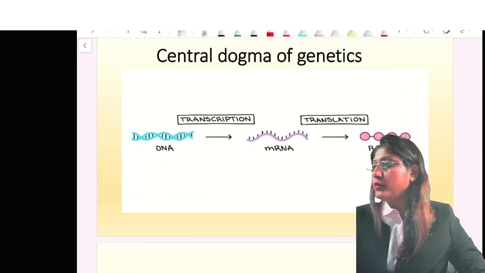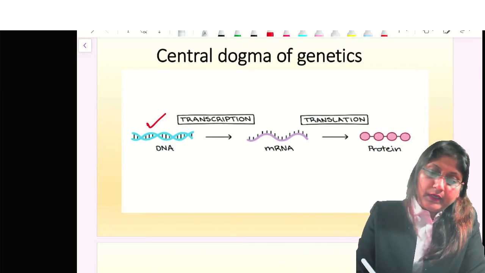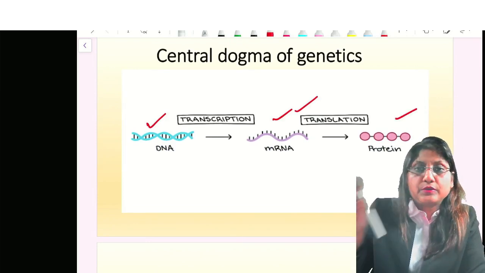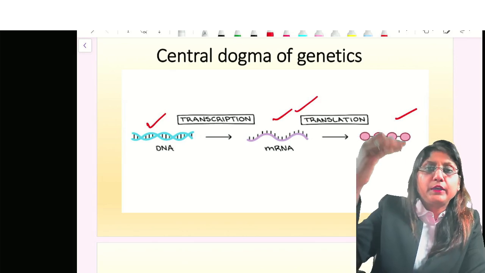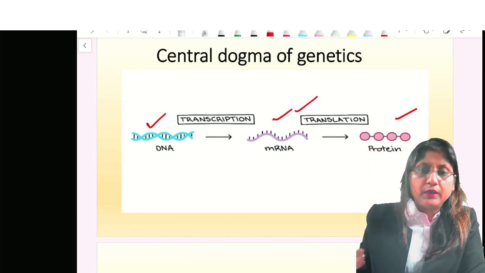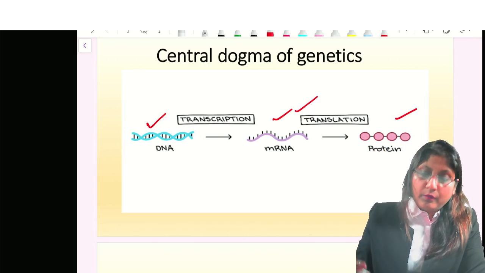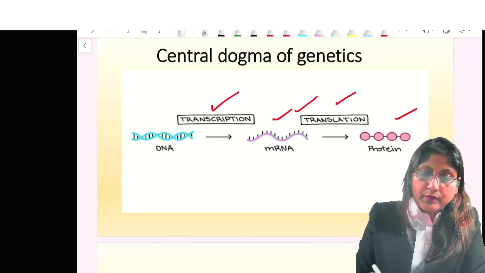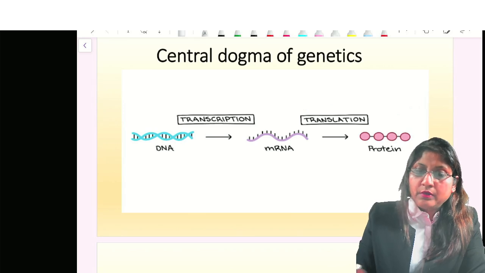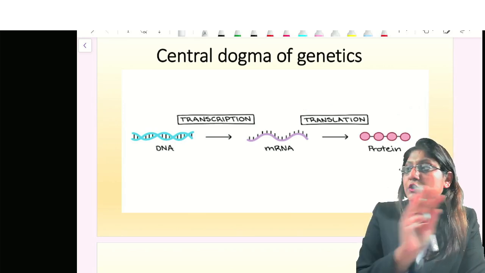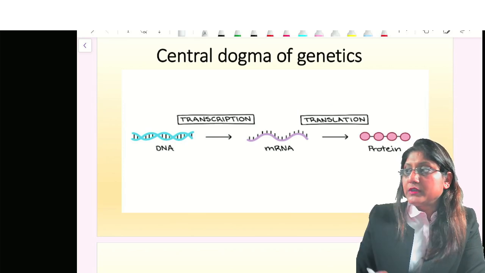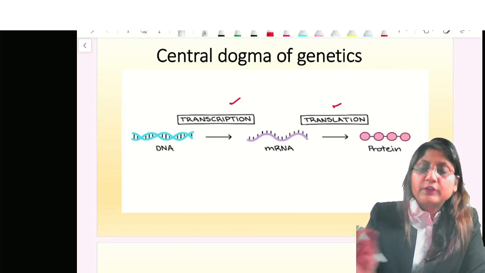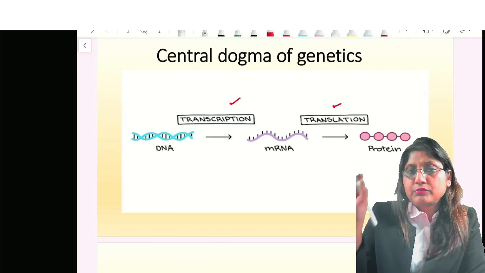Now, what is the central dogma of genetics? DNA to RNA and RNA to protein is the central flow of information, from DNA to messenger RNA, and from messenger RNA to the protein via transcription and translation, constituting your central dogma of genetics. Replication, DNA replication, is not part of the central dogma of genetics. It is only transcription and translation which are part of it.